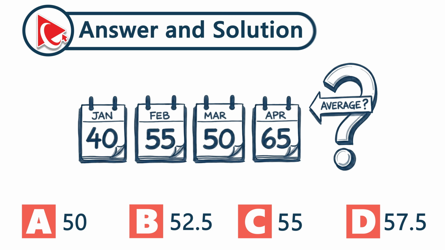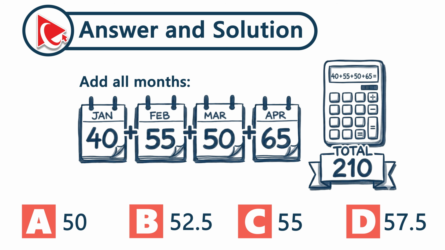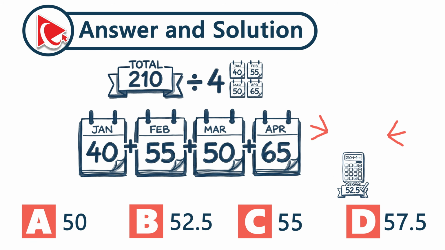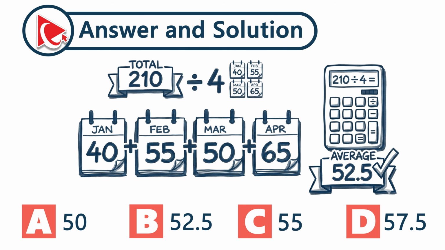To calculate the average, let's add all months. 40 plus 55 plus 50 plus 65 equals 210. Then divide by 4 months. 210 divided by 4 equals 52.5. So the average is 52.5. And the correct answer here is choice B.